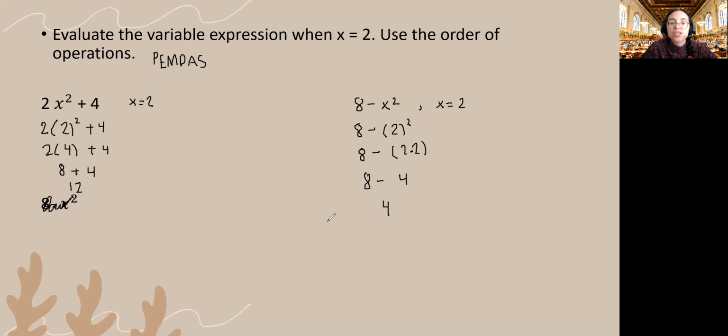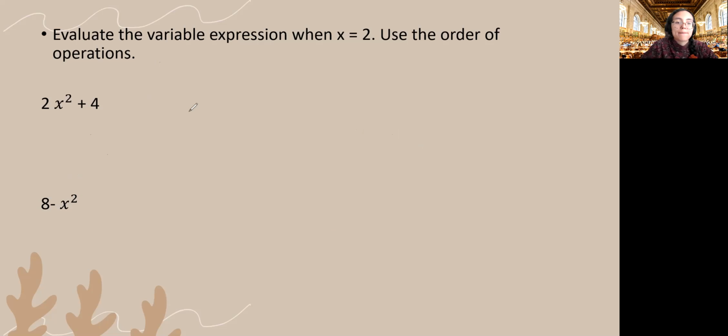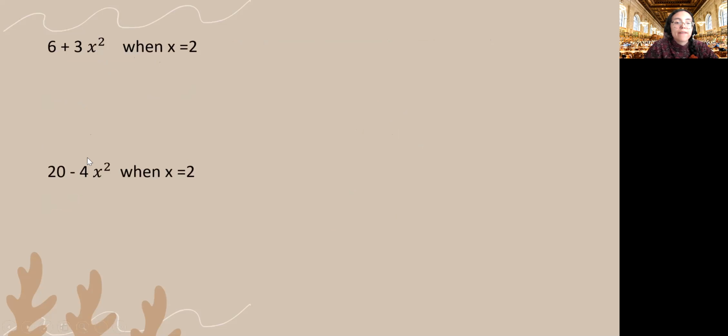Okay, let's go ahead and jot all of this down. If you have any questions, I will be happy to answer them. So go ahead and write all this down so that we can continue. Okay, so we have another example. We have 6 plus 3x squared when x is equal to 2. Go ahead and pause the video right now and attempt these two problems. They are exactly the same as the ones we did before. The numbers are different. I know you can do it.